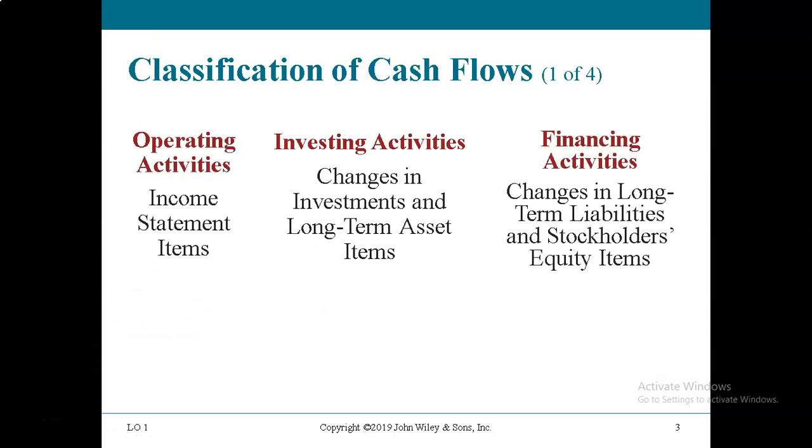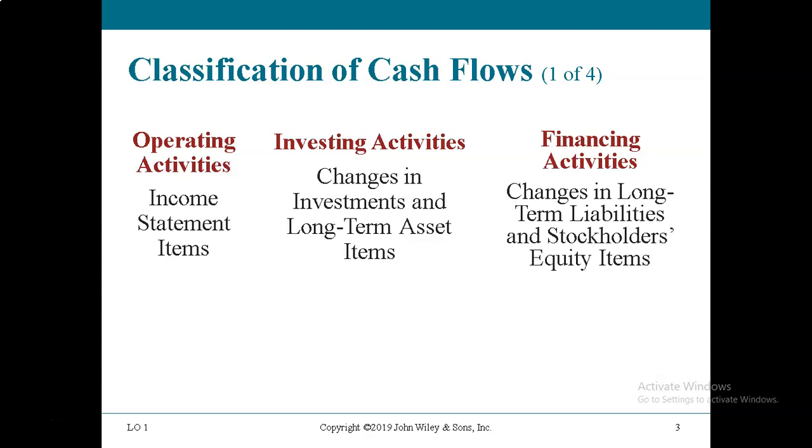So the cash flow statement is a list of all the reasons why cash is coming in and all the reasons why cash is going out. And the cash flow statement is organized into three different sections. You have the operating activity section, investing, and then the financing activity section. So O, I, and F: operating, investing, and financing. The cash flow statement is always going to appear in that order.